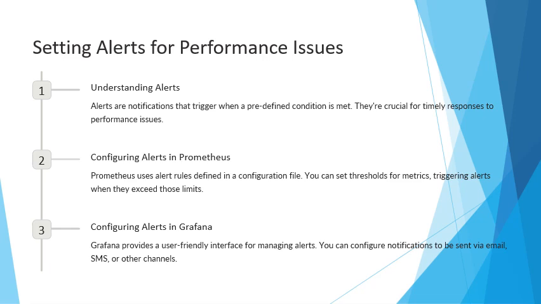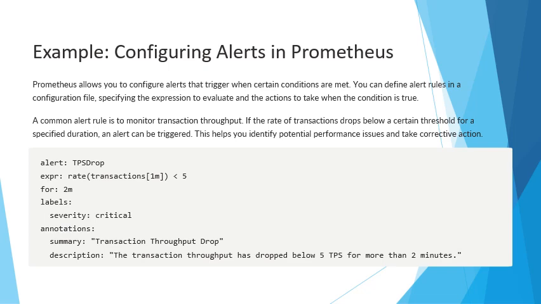Next, we shall be configuring alerts in Grafana. Grafana provides a user-friendly interface for managing alerts. We can configure notifications to be sent via email, SMS, or other channels. So here is an example to configure alerts in Prometheus. Prometheus allows us to configure alerts that trigger when certain conditions are met.